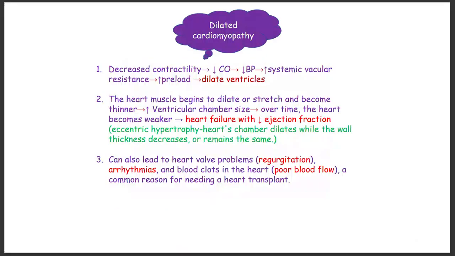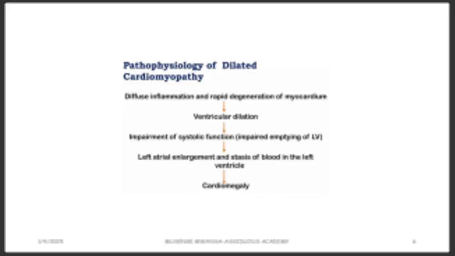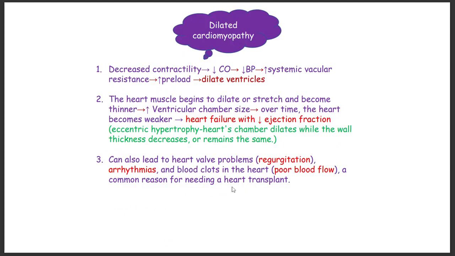So starting with dilated cardiomyopathy, what is the problem here? The heart is failing to contract to push blood. And if the heart can't contract to push blood, there's going to be a reduction in cardiac output. When there's a reduction in cardiac output, because there's little blood flowing in the blood vessels, there's going to be a reduction in blood pressure. And that actually leads to an increase in systemic vascular resistance, right?